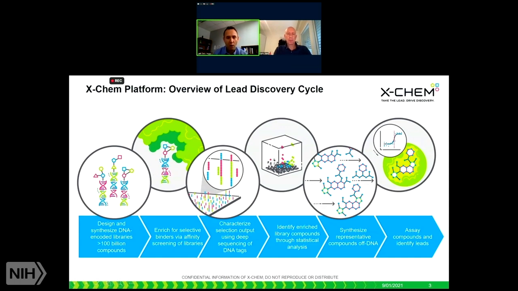Of course, we need to take that output, run the sequencing, do the data analysis, and synthesize some representative compounds off DNA, and then test them in the assay of choice, and hopefully identify leads. That's the overall goal of all of our projects, to identify some active and functional compounds. The talk today will really focus on the bookends of this process. So I'll be talking about the design and synthesis of our libraries, as well as the output from some of our most recent libraries.